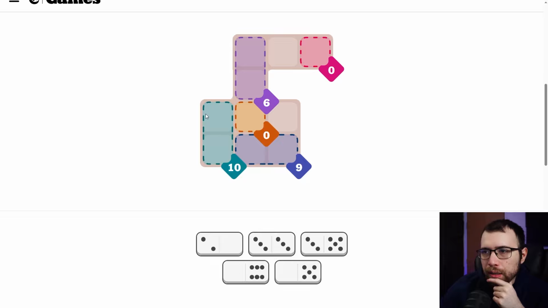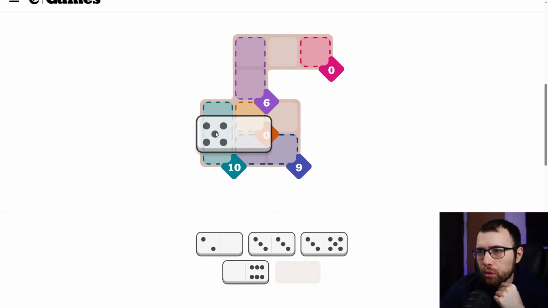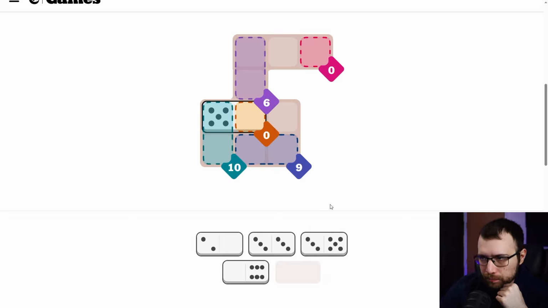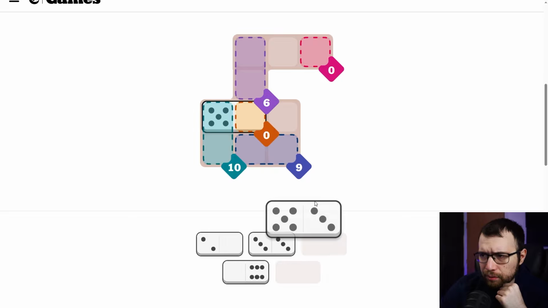So one way to get 10 is 6 and 4. Another way is 5 and 5. We don't have a 4 on here, so it can't be a 6 and a 4. It has to be a 5 and a 5. And this 0 here tells us we're going to need to put a 5-0 in there. And that means our other 5 is a 5-3, so we'll put that in here.